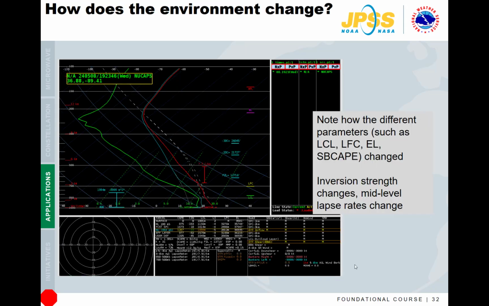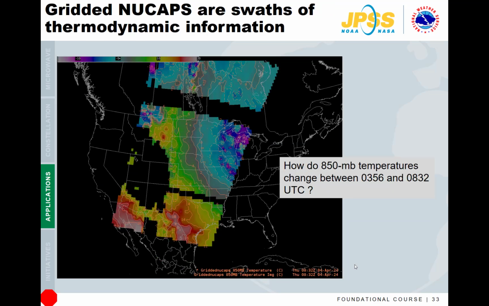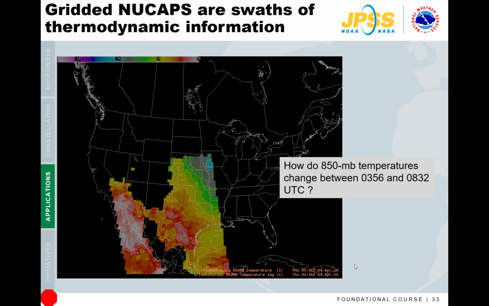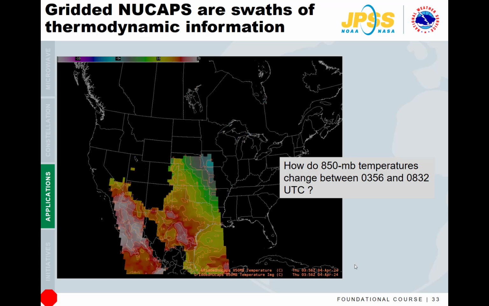Here are the two profiles from the boot heel in Missouri. Perhaps the changes in these profiles can help inform your understanding of the atmosphere's evolution that day. Gridded NUCAPS fields show how values change over a large region. Here's an example of 850 millibar temperatures over the central part of the US. You see information from around 4Z and around 830 UTC.